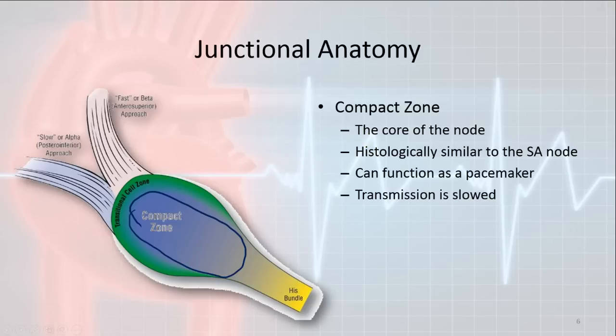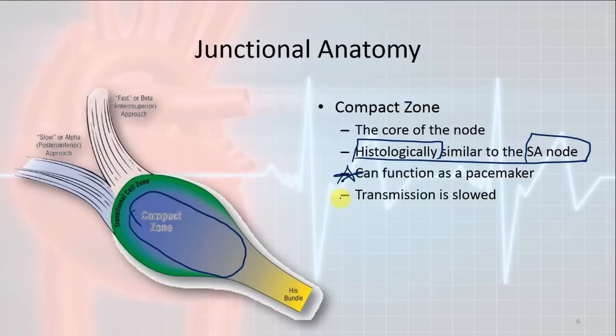The core of the AV node is very important because it is histologically similar to the SA node. And what that means is when we talk about histology, we talk about the tissue and what the tissue is comprised of. In this case, the tissue in the compact zone is very similar to the tissue in the SA node itself. So if the AV node becomes the pacemaker, usually this is the area that can become the pacemaker, which is the compact zone.